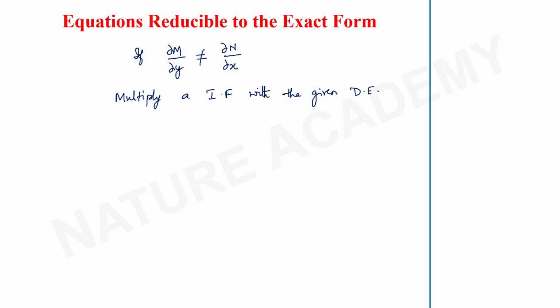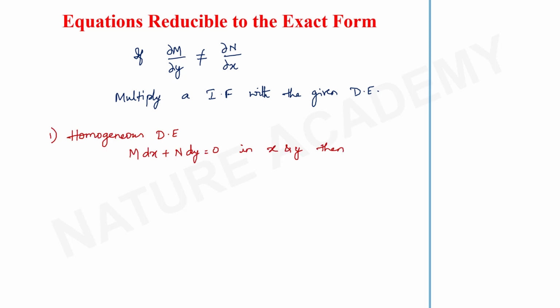There are three types of such differential equations which we may get. There is one common method for all these three types of differential equations in order to reduce them to exact differential equations. That is multiplying by a suitable function, and that function will be an integrating factor. So you have to multiply an integrating factor with the given equation in order to reduce it to an exact differential equation. In different cases, the integrating factor may be different.